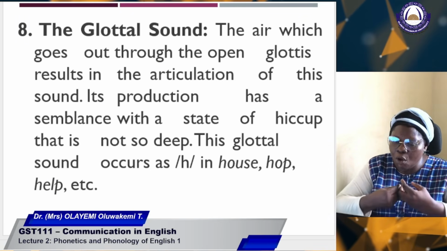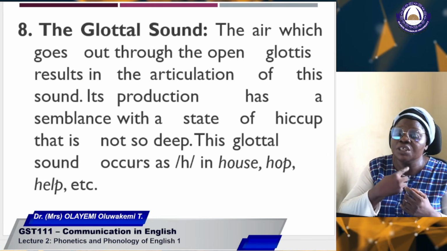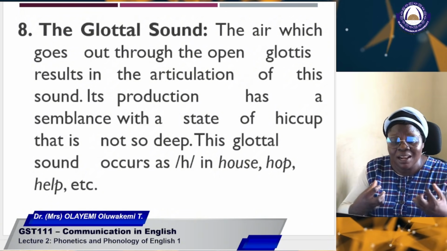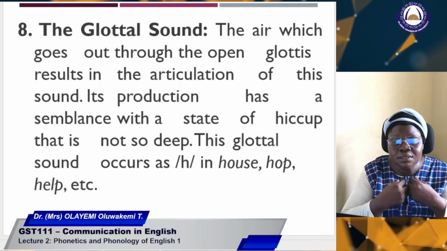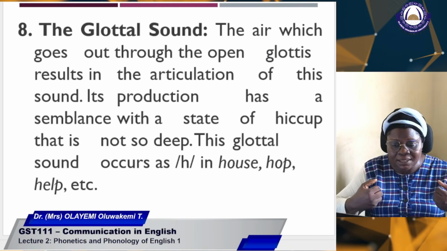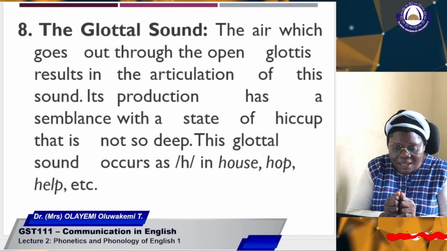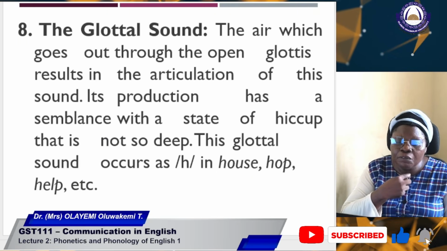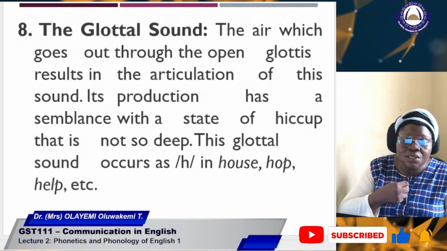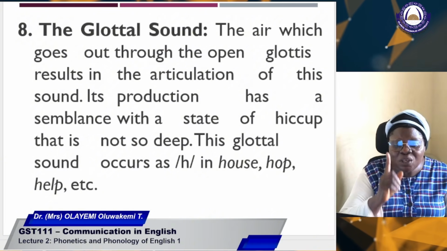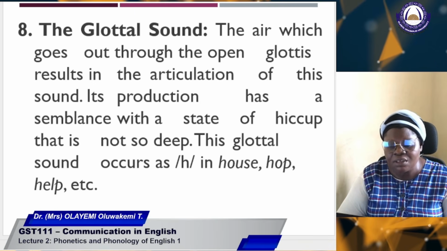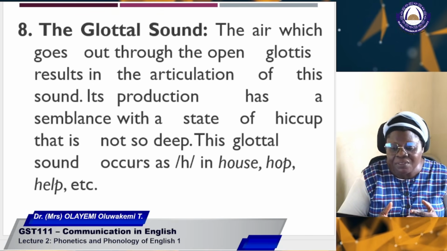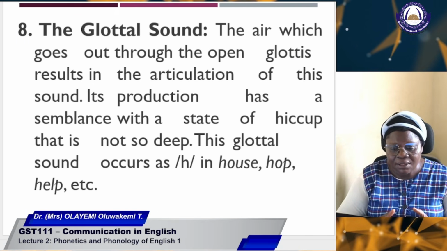When the air takes off from the lungs, what happens? It gets to the neck region, and in the neck region, remember I told you we have the vocal cords, two of them, that are elastic, fleshy organs, and they have the ability to expand and contract. The glottal sound is produced in the glottis, in that space between the vocal cords. And there is only one sound like that in English, the h sound. It has a semblance with the state of hiccup.